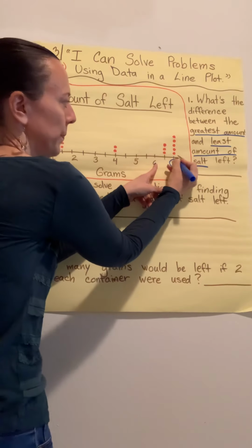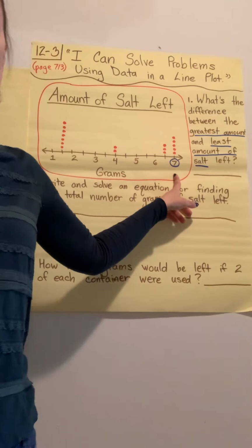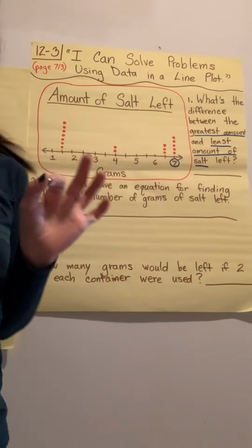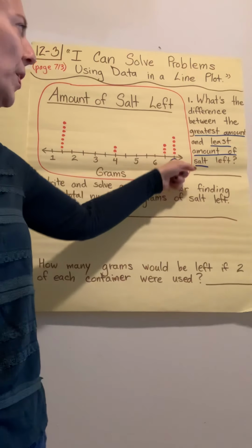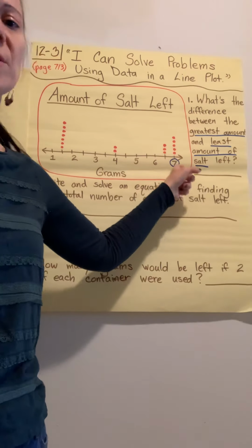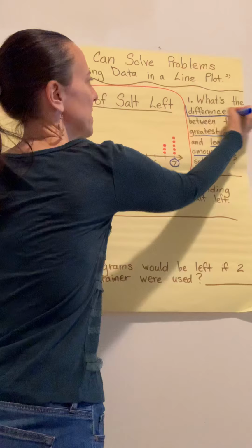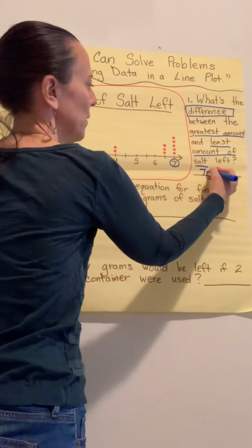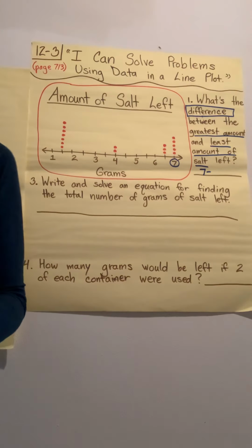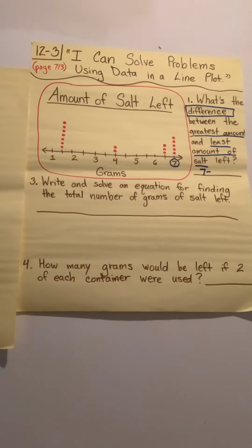I see 7. 7 is the greatest number here, and it has a bunch of dots over it. So I know a bunch of containers had 7 grams of salt left. So I know that's my greatest amount, 7. To find the difference between the greatest and least, I know I'm going to have to subtract. So now I just need to figure out what my least amount is.